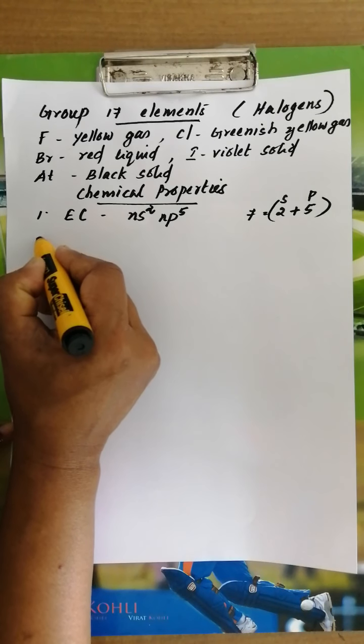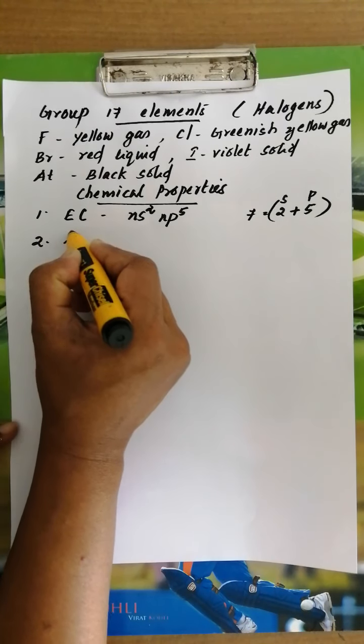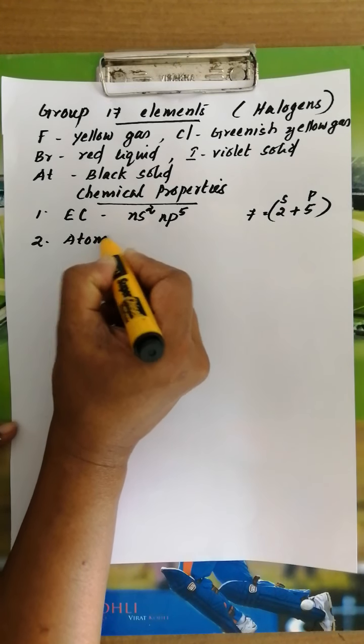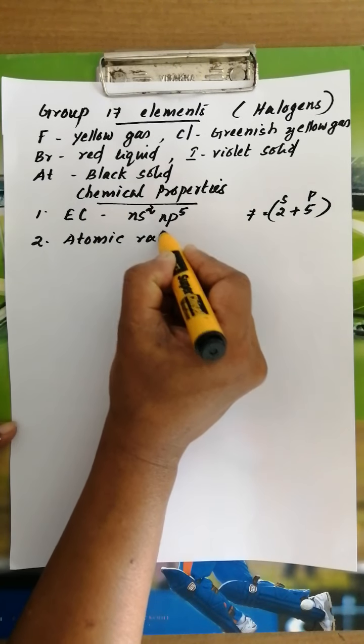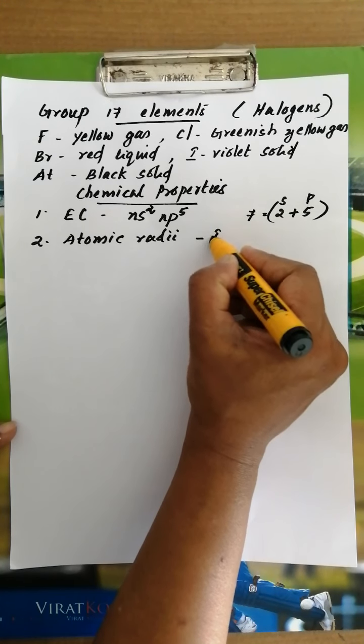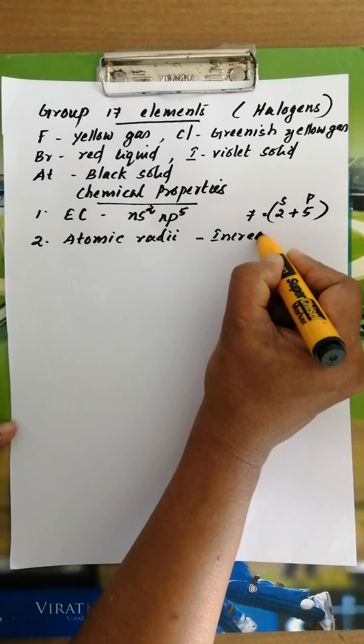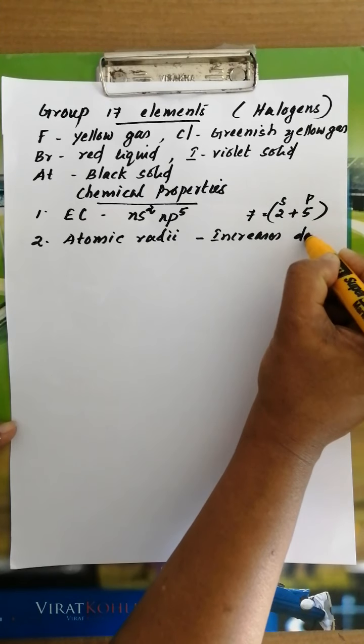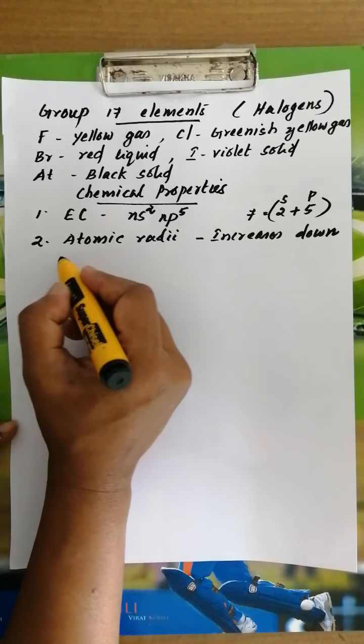The second chemical property is atomic and ionic radii. And atomic and ionic radii increase down the group due to the increase in the number of shells.